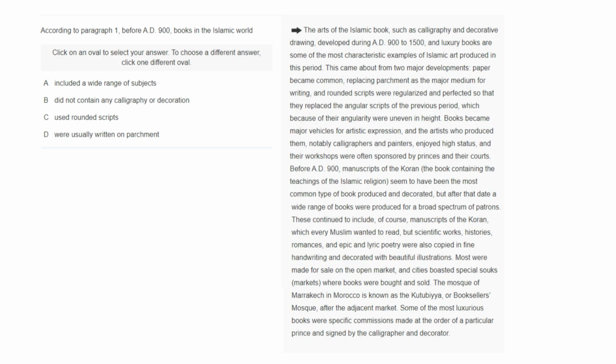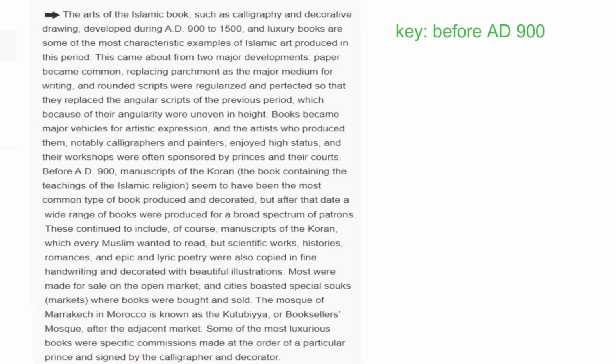Let's begin with this moderately challenging question. This is the question. According to paragraph 1, before AD 900, books in the Islamic world. The question requires you to find information about the characteristics of books in the Islamic world before AD 900. With that in mind, let's skim the passage and look for descriptions of books before AD 900. So the key words while skimming are before AD 900.